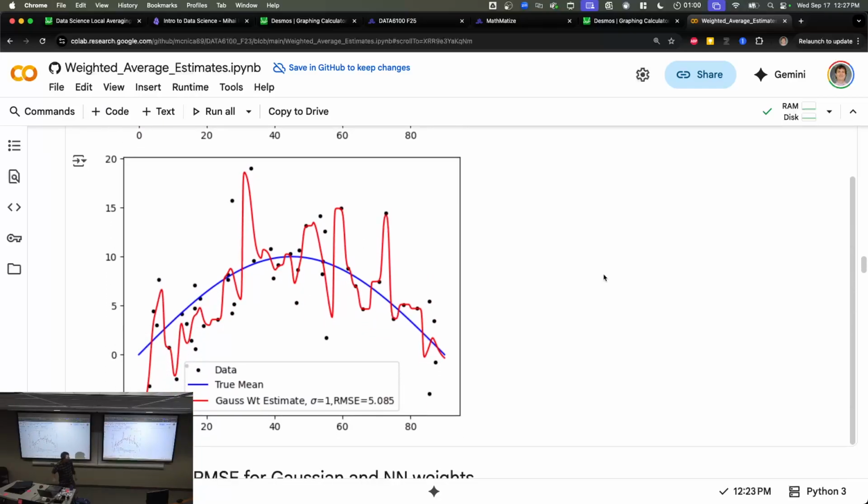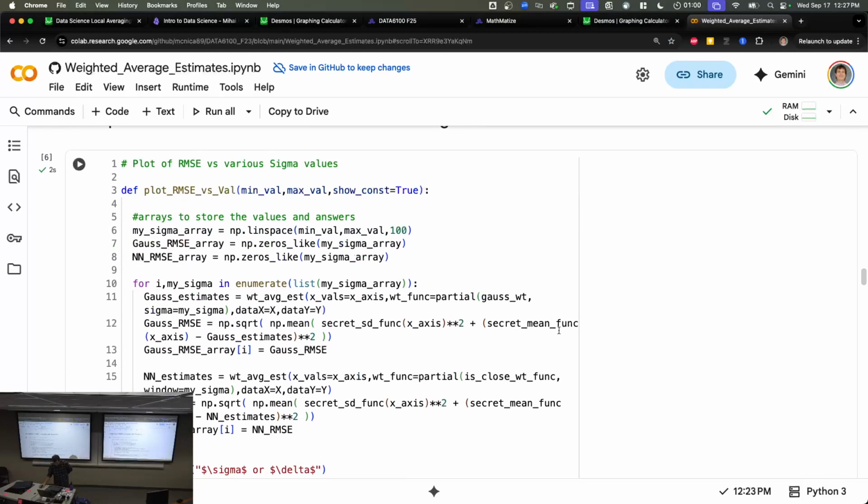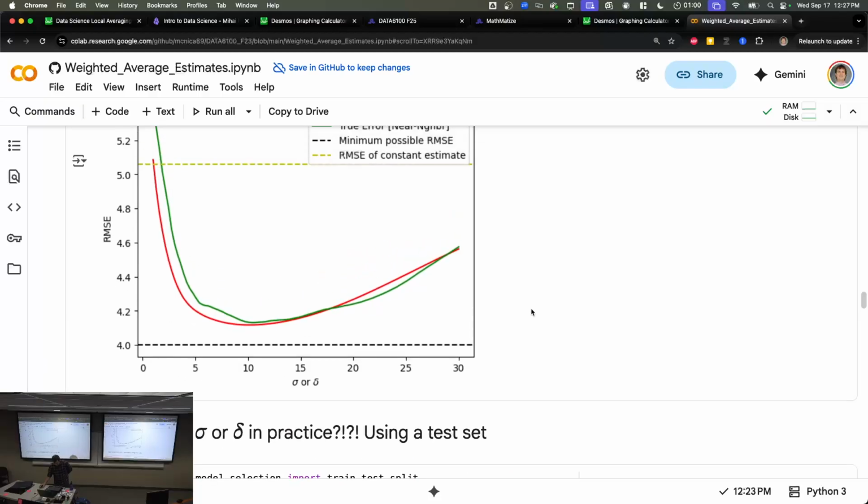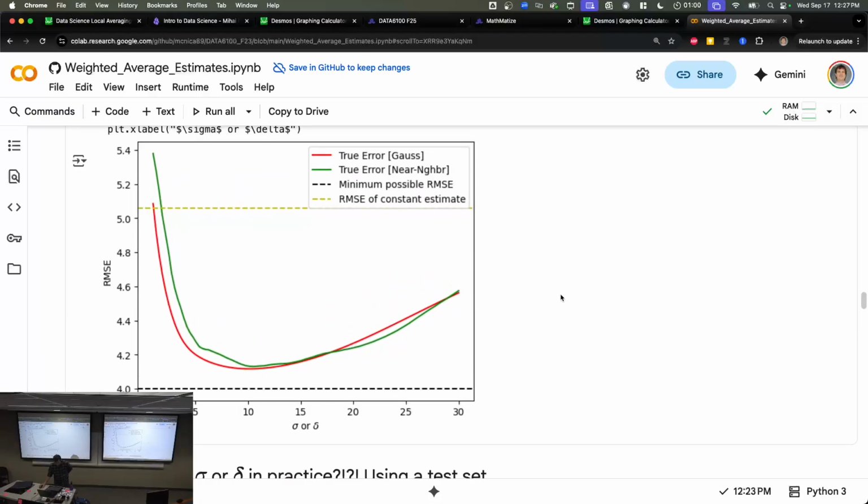Here it's starting to be more vertical because I made it only 1. So points that are within distance 1 count a lot, points that are far away count much less. So it's more jagged, and you get a nice smooth curve for the error.